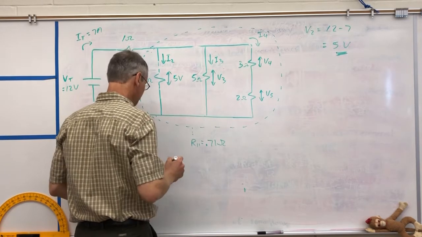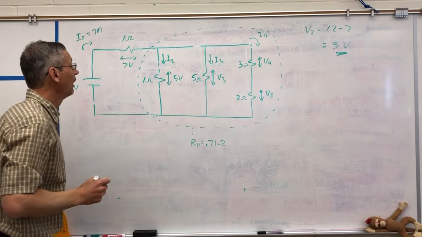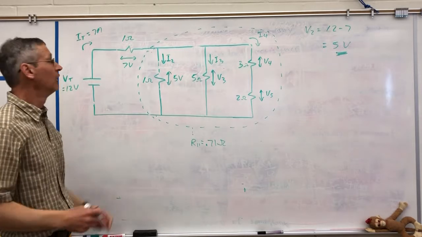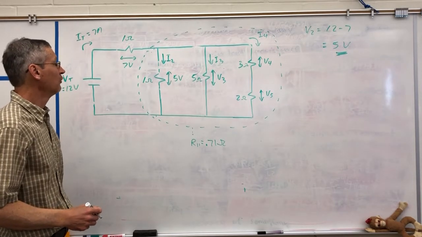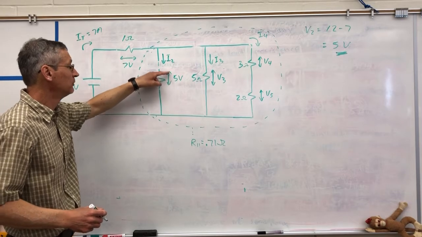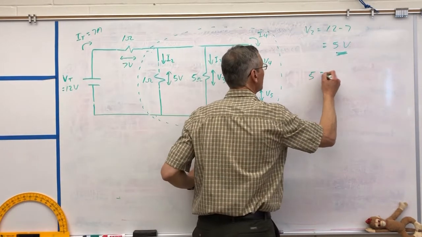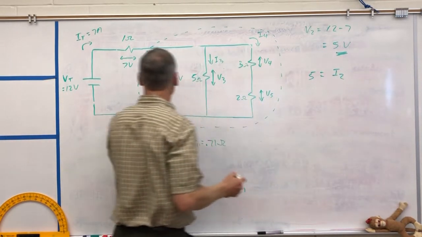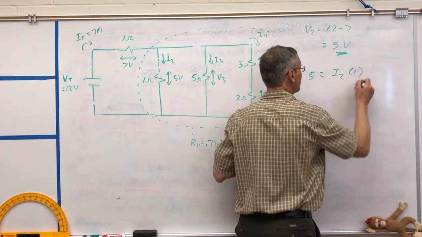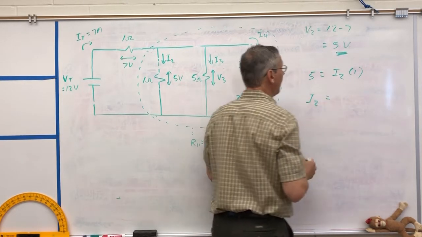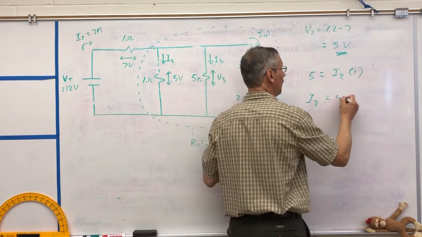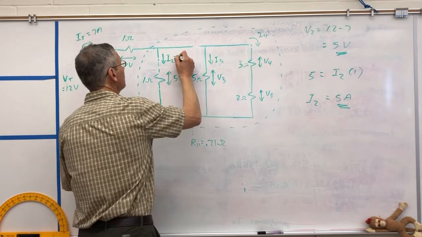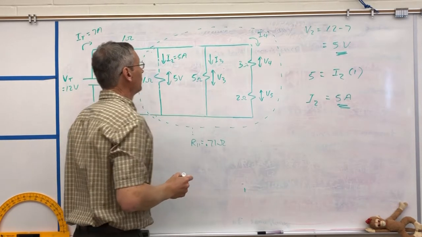So let's write that in there. That's 5 volts. Now let's figure out I2, the current through this resistor. Well, again, you can just use Ohm's law to do that. You can say the voltage drop across a resistor is equal to the current through the resistor times the resistor itself. And well, 5 times 1 is equal to 5. So I2 is going to be equal to 5 amps.